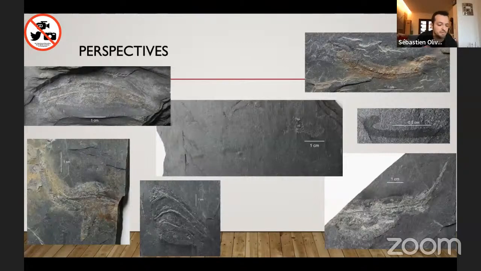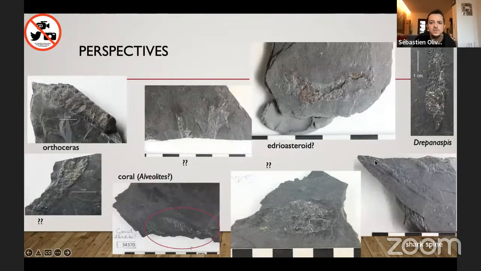Here are examples of new soft-bodied chordates collected. The preservation is really different. We have to study that very soon. Some of them are pyritized, as you can see here or here, and other ones are observable only by traces. So this is for early chordates, putative early chordates, and here for the different fossils we found, vertebrates with probably Drepanaspis here, a shark spine there, and different invertebrates.